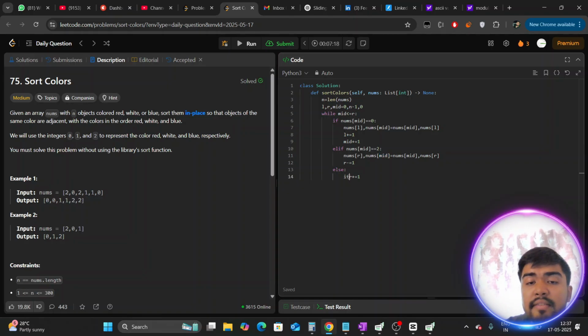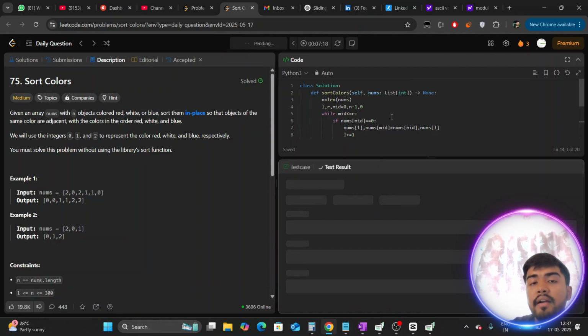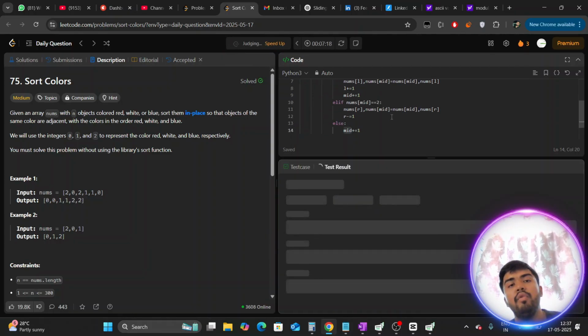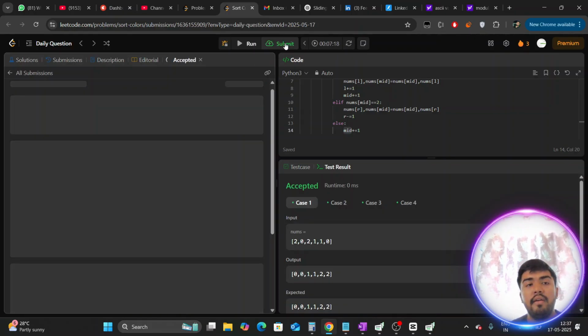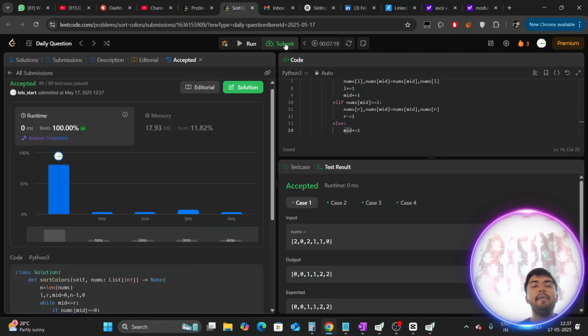But if it is a 1, then we are very good to move our mid pointer. We are expanding the 1s boundary by one more. Yes guys, so that's all about the Dutch National Flag algorithm.